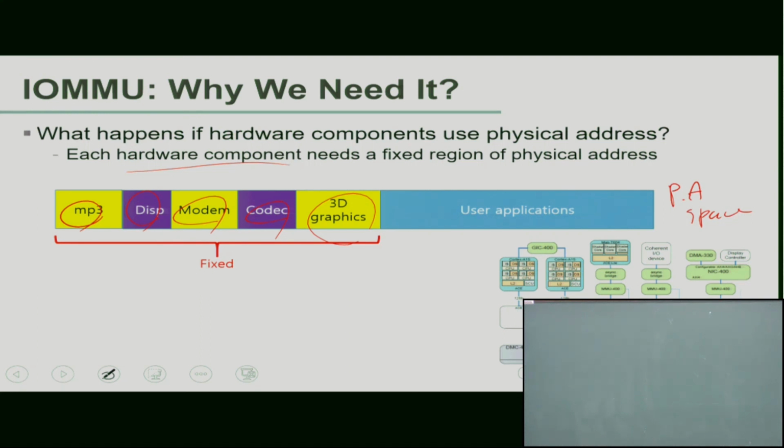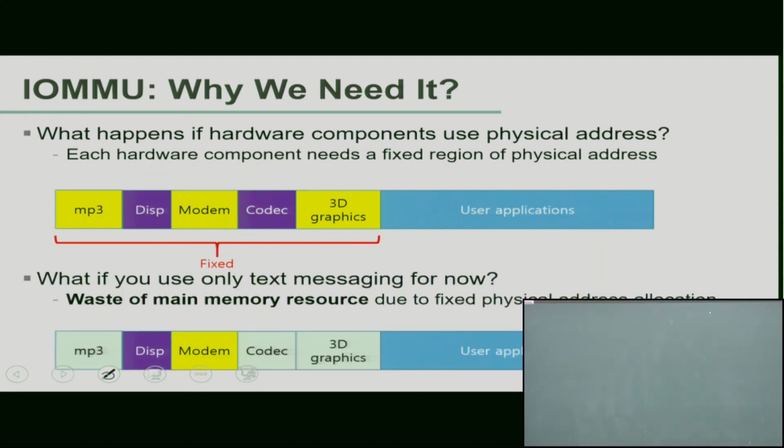It's very, very inflexible. What if you're only doing text messaging for now? Then what is activated is the display and modem. The MP3 player, codec, and 3D graphics are all unnecessary, so their memories are not used. But even so, you cannot reuse this part of memory because it's reserved for the specific block. So there is a lot of waste in the main memory resource due to the fixed physical address locations. That's the problem.